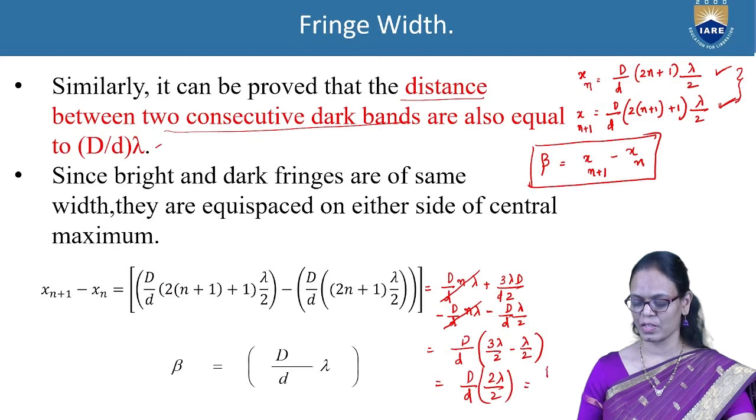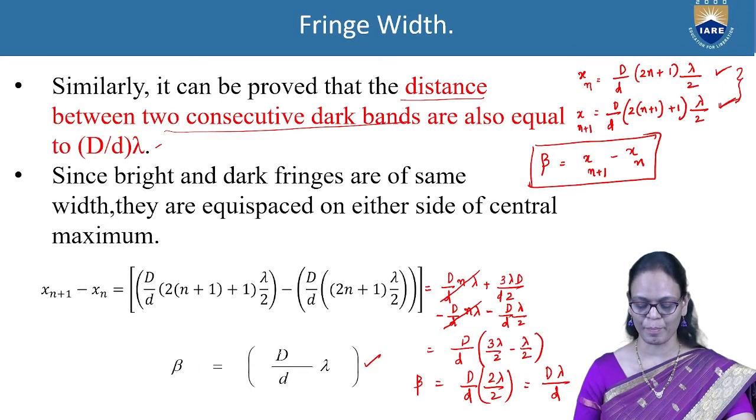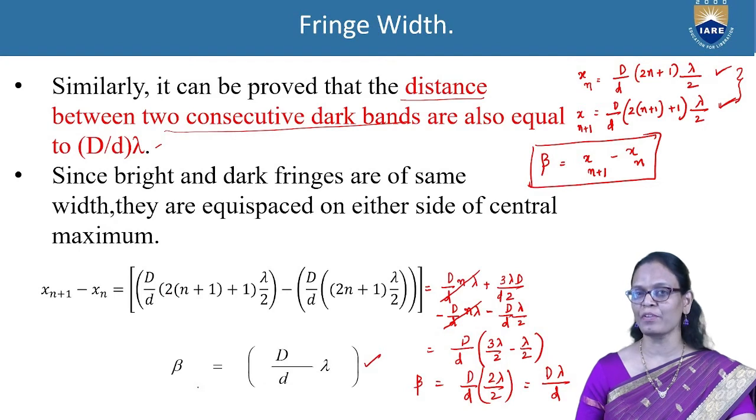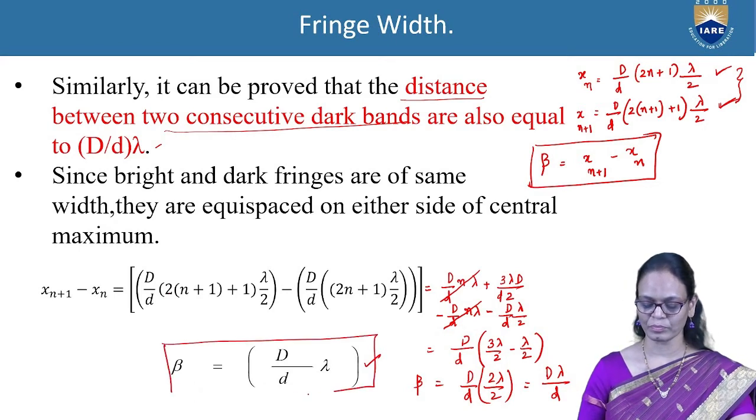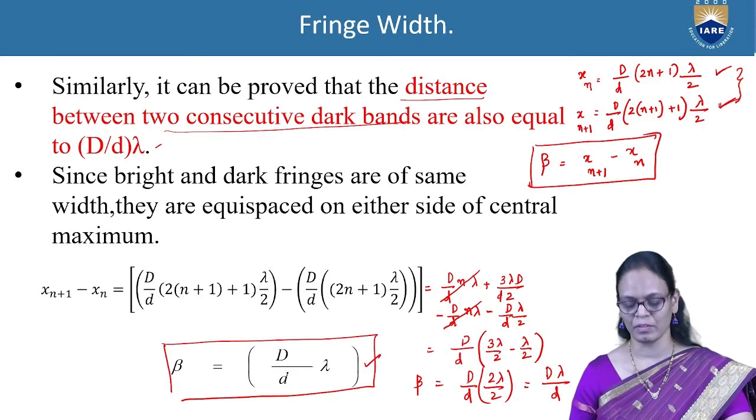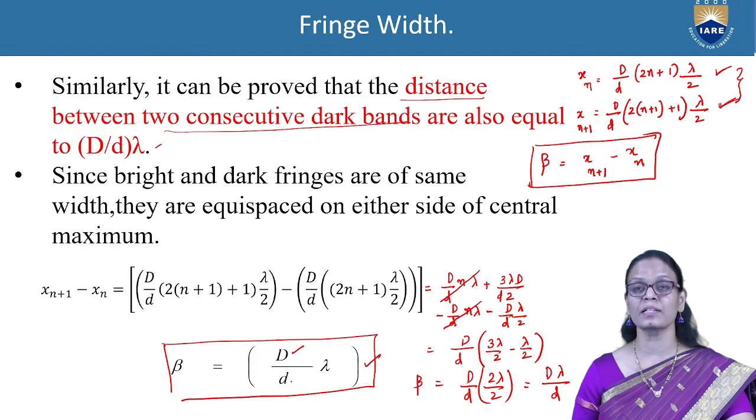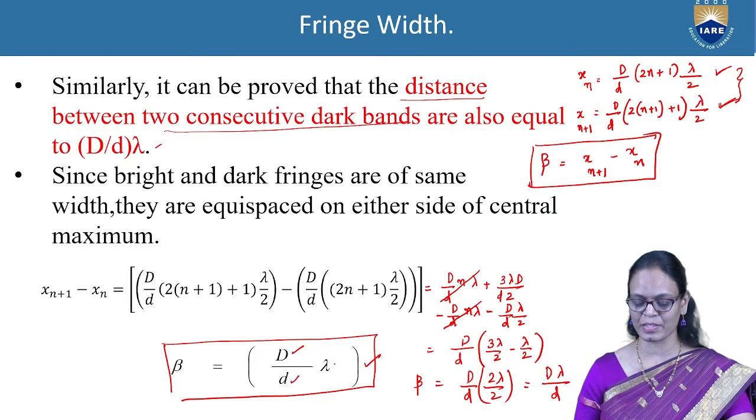So this gives us d into lambda by D is beta. So that is what we are writing here: beta is equal to capital D by small d into lambda. When we have seen for the bright fringe, also we got beta is equal to lambda D by d, where capital D is the distance between the source and the screen, small d is the distance between the two slits and lambda is the wavelength.